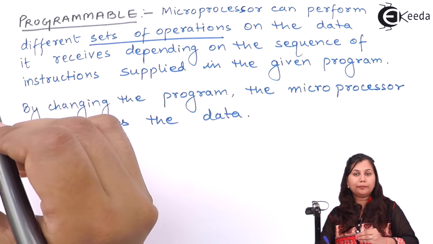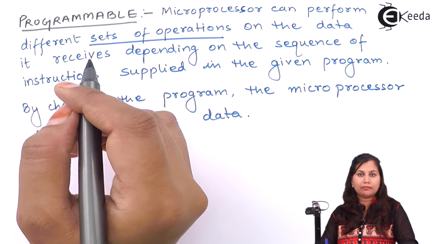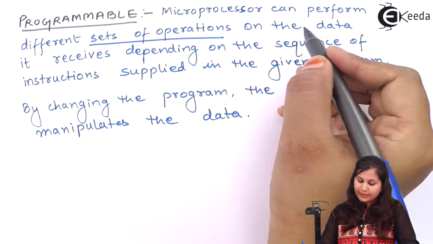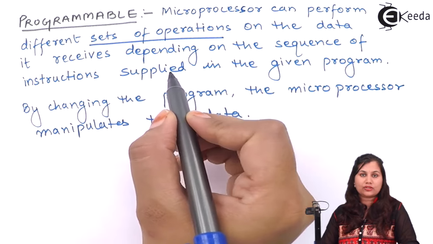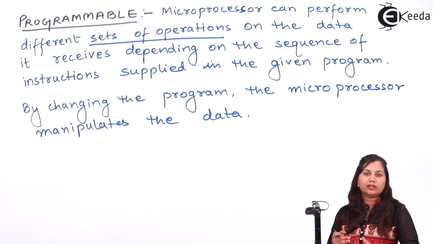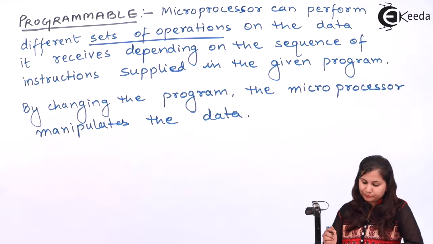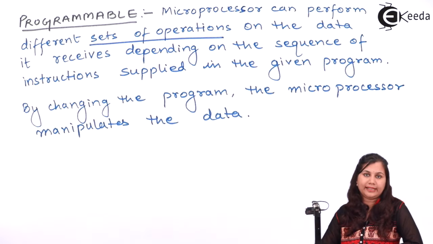We are giving an input to the microprocessor. This input is the binary data, that is binary numbers 0 and 1. So on this data, it will perform all the operations depending on the sequence of the instructions which are given in the program. In the program, we are going to give a set of instructions to the microprocessor, and according to the sequence of the instructions, it will perform the operations one by one on the given data.